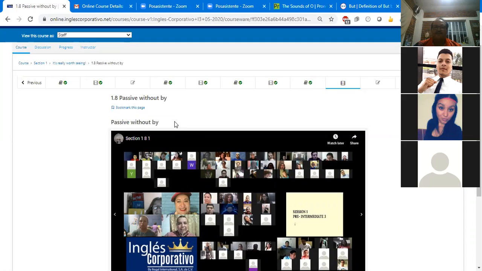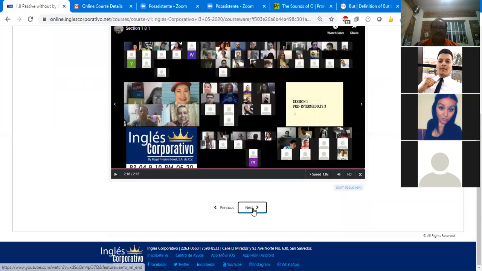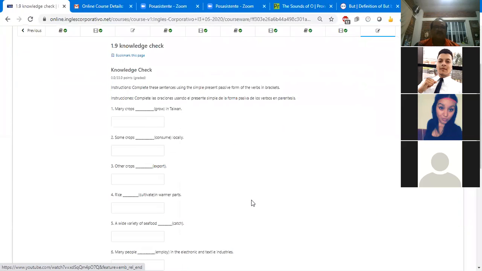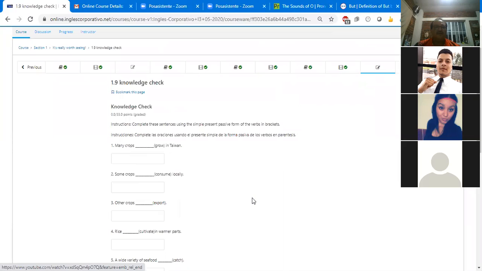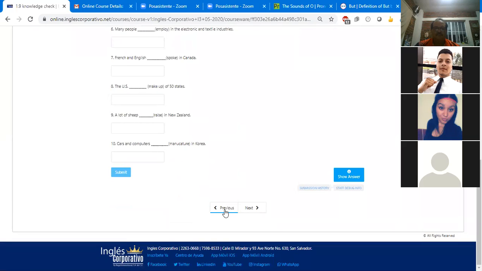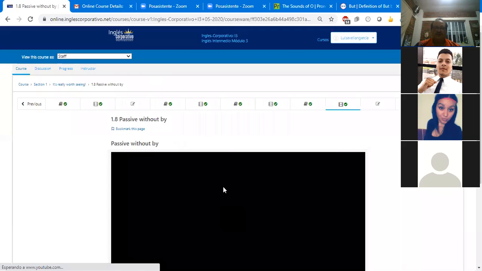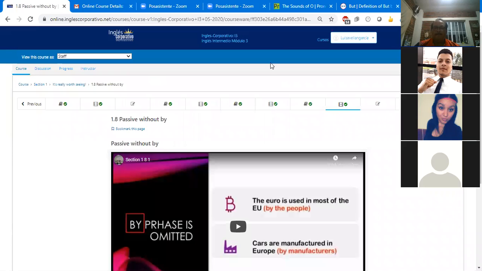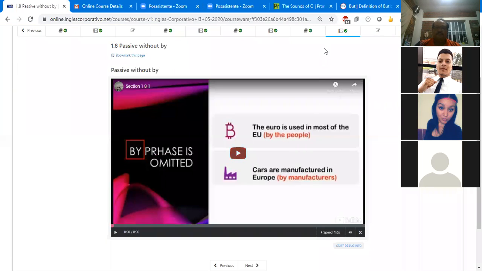What else do you have on this question box? And then you have the knowledge check. I'm sorry, I have a question. Okay, go ahead. Can you repeat the structure for simple present passive, please? The structure? Yes. Wait a minute.